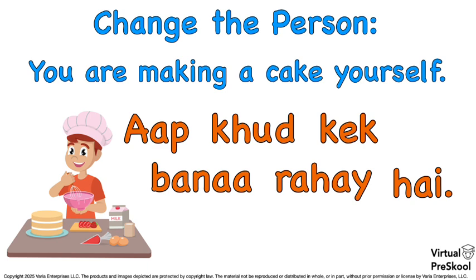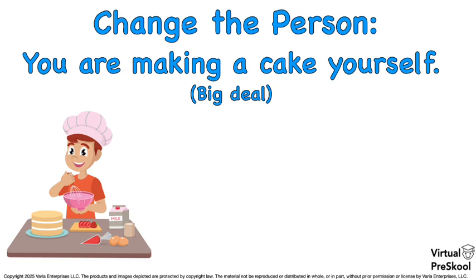the verb to make is banana. This is a present continuous sentence. So we're using our conjugations raha, rahi, and rahe. And we use rahe because this is an aap sentence. Aap bana rahe hain.